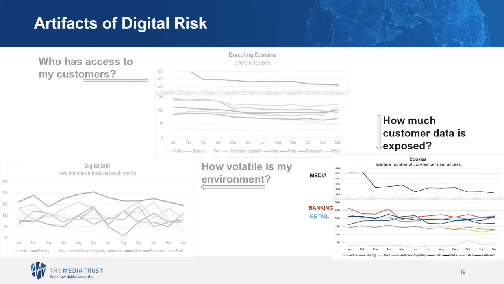So this data is from 2020, which is really looking at cookies. Again, media was high and retail was in the middle. It looks like dropping about an average of 203 cookies every time a consumer accesses the site. But banking, again, is dropping 222 cookies. So who needs to know me when I'm going to my website? What are they doing with my data?